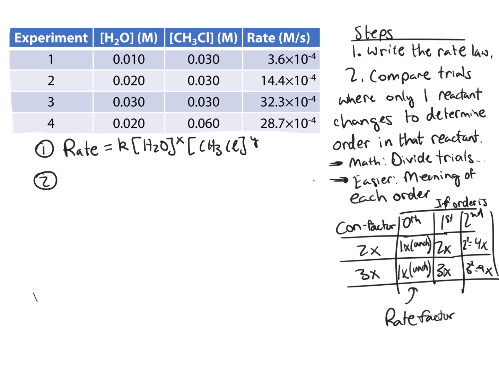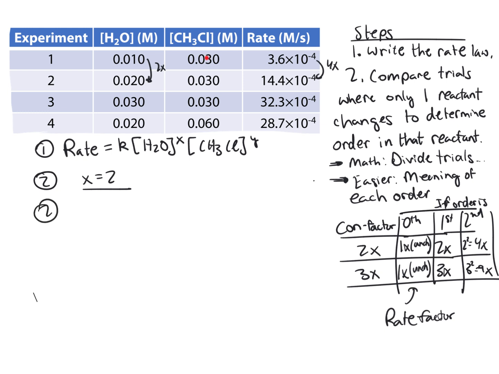So with that table, we can see that most of the time we can really just do this by eye. We don't need to do a lot of calculations to get the orders. The orders just tell us what type of relationship we're dealing with. Again, to do the order in H2O, doubling H2O caused the rate to go up by a factor of 4. That's that second order relationship. And that's what we found in that first trial, that x from that first comparison was equal to 2. Now let's do that for the other reactant.